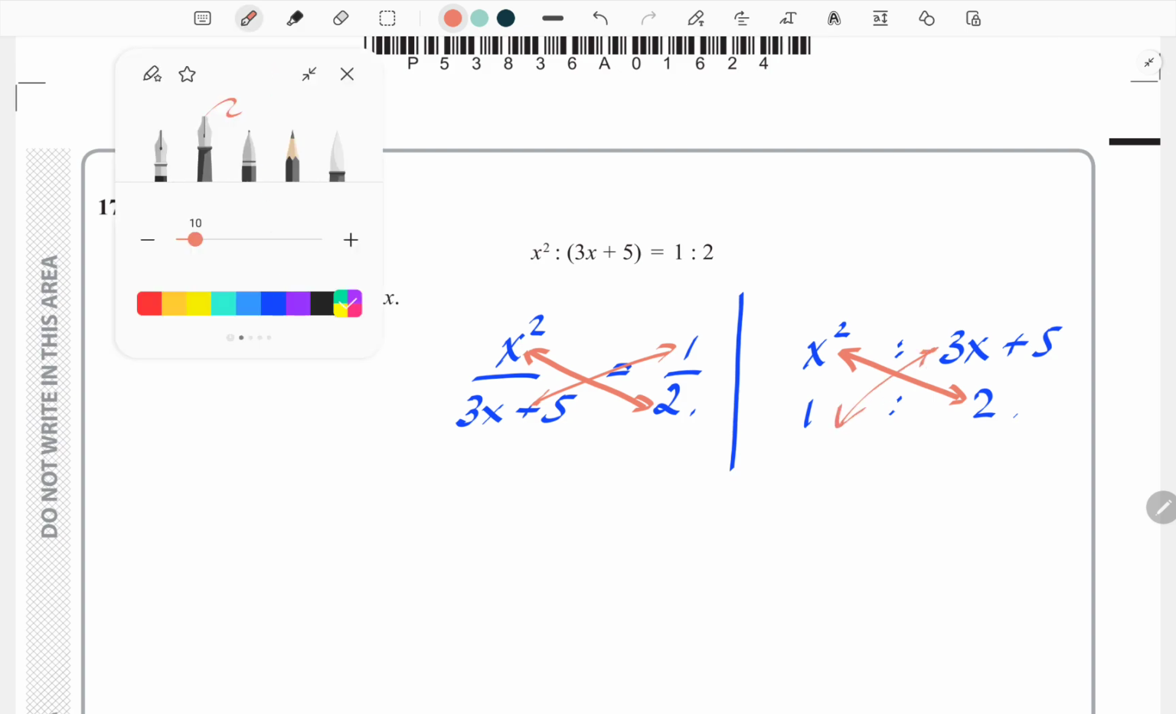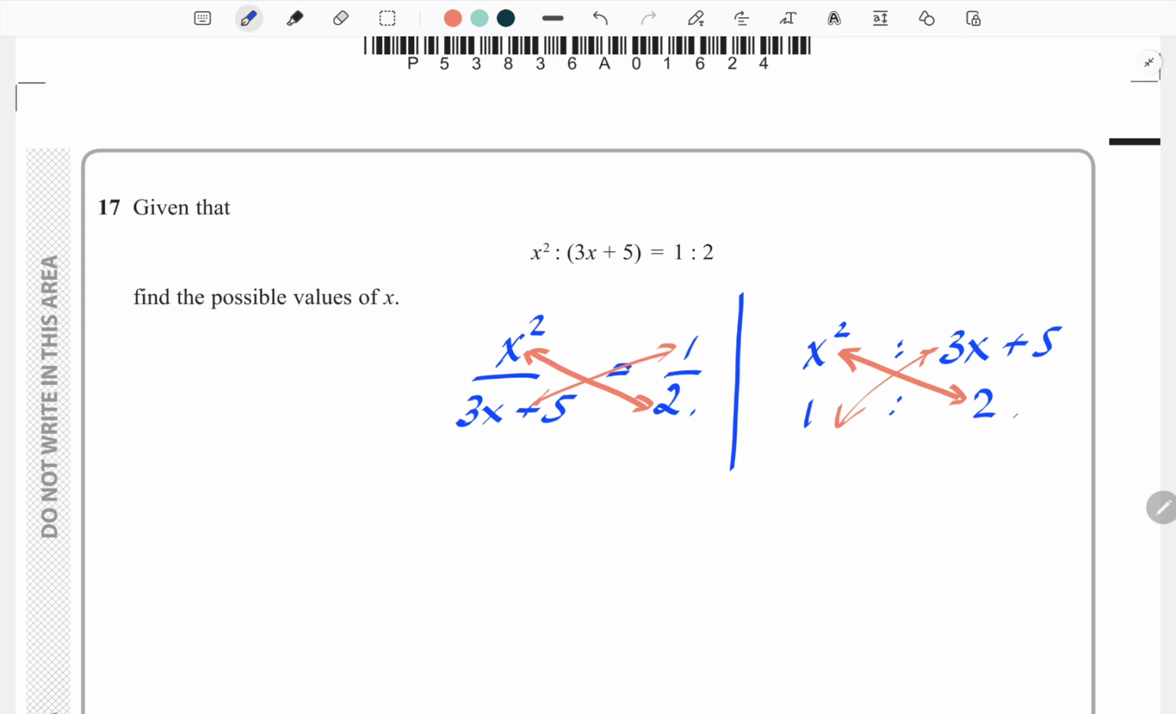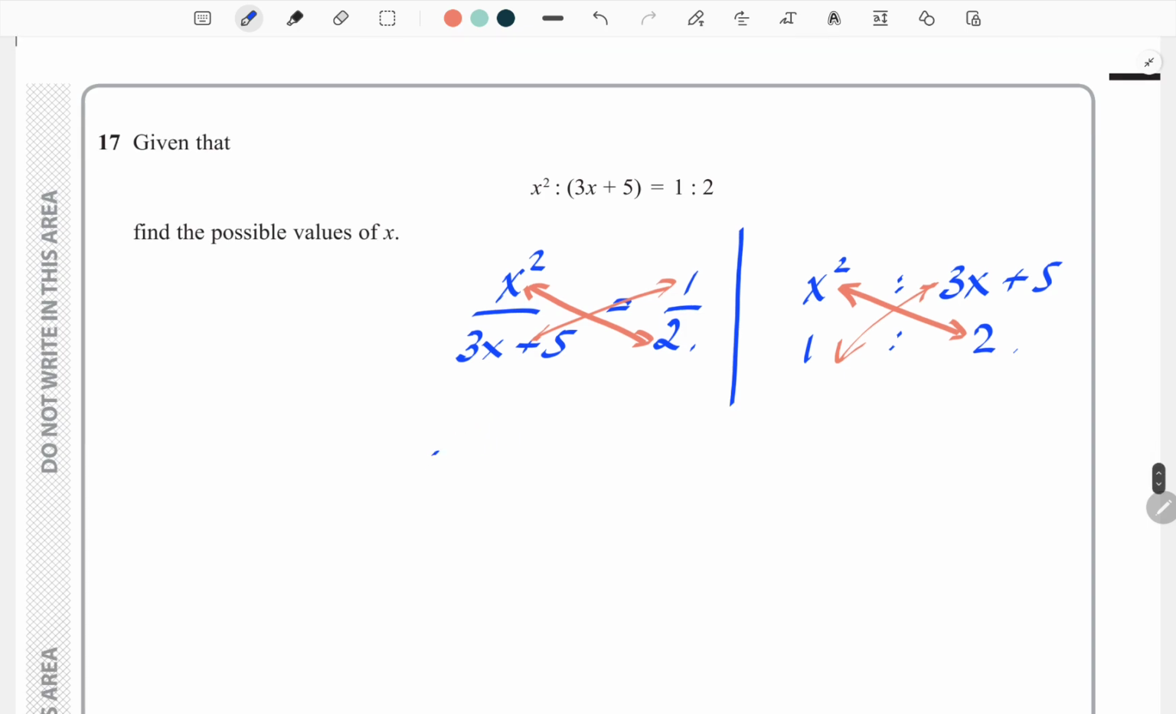So using that method, what we're going to do is say that 2x squared equals 3x plus 5. Let's move everything to one side. So we get 2x squared minus 3x minus 5 equals 0.